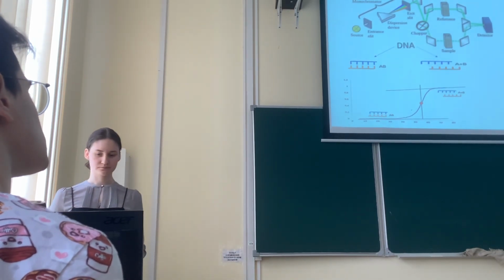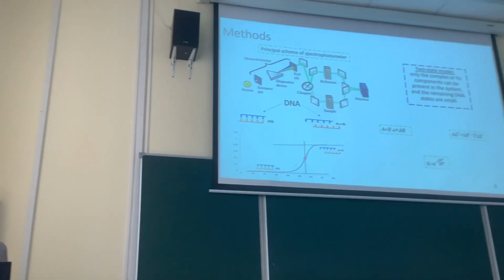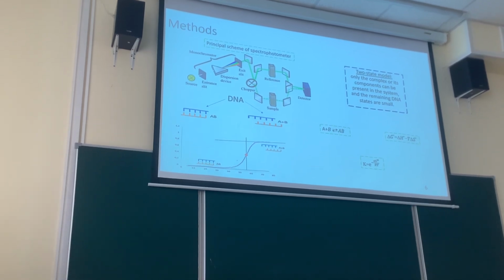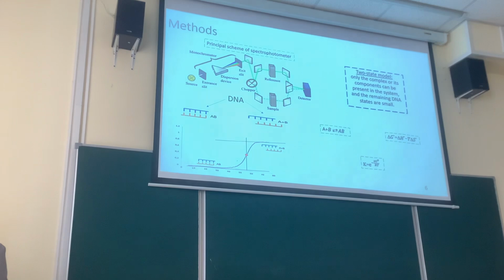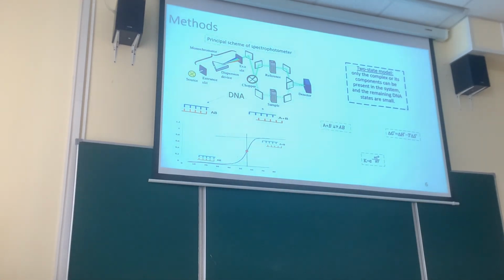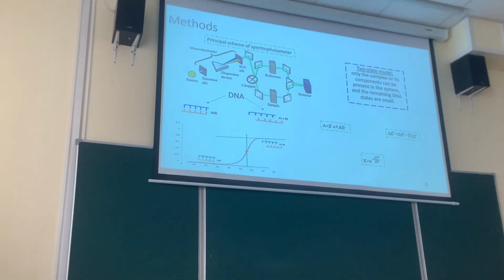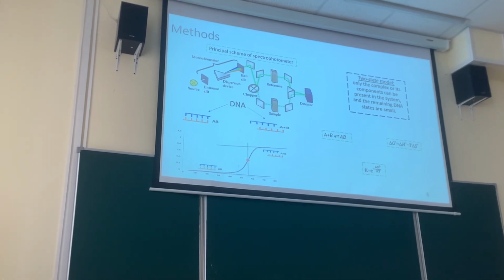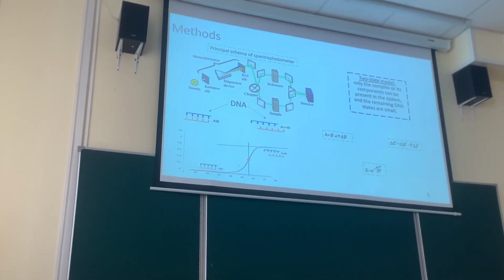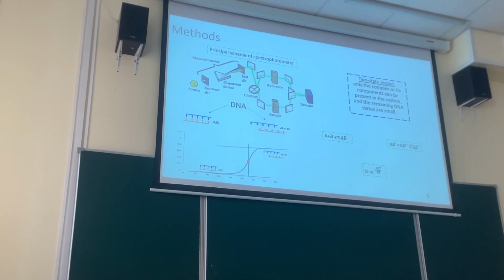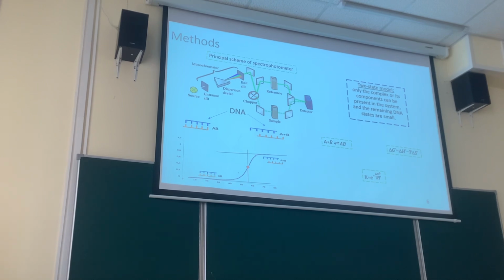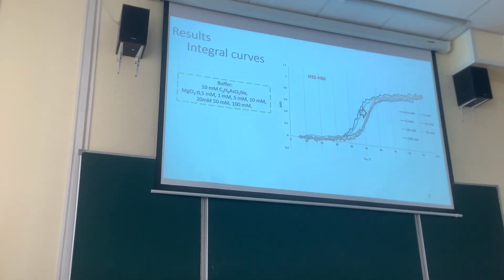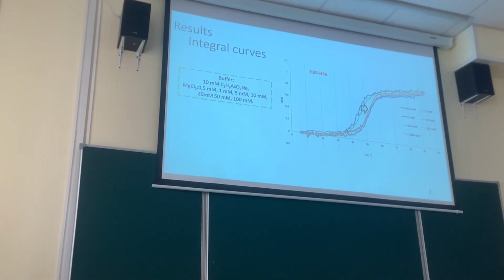Data was received by the thermal denaturation method with optical registration of signal, and the principal scheme of the spectrophotometer you can see on the slide. And also we use a two-state model to calculate melting temperature and different thermodynamical parameters. As a result, we have integral curves for each kind of ions.